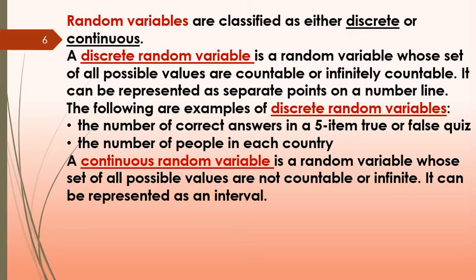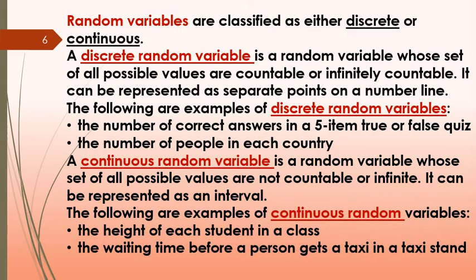It only means that it also has values. So how can we get the values of the continuous random variable? We can measure it. So if it is not countable, then it should be measurable. Example: the height of each student in a class. A height could not be counted, but it is measurable.